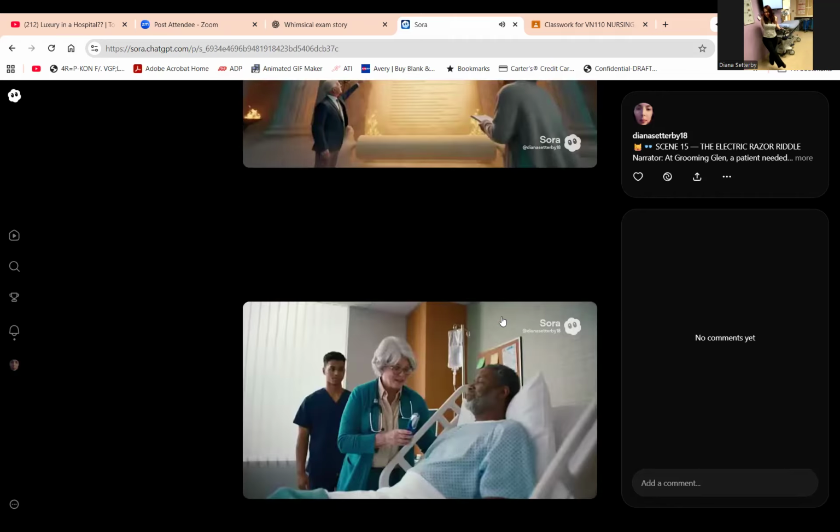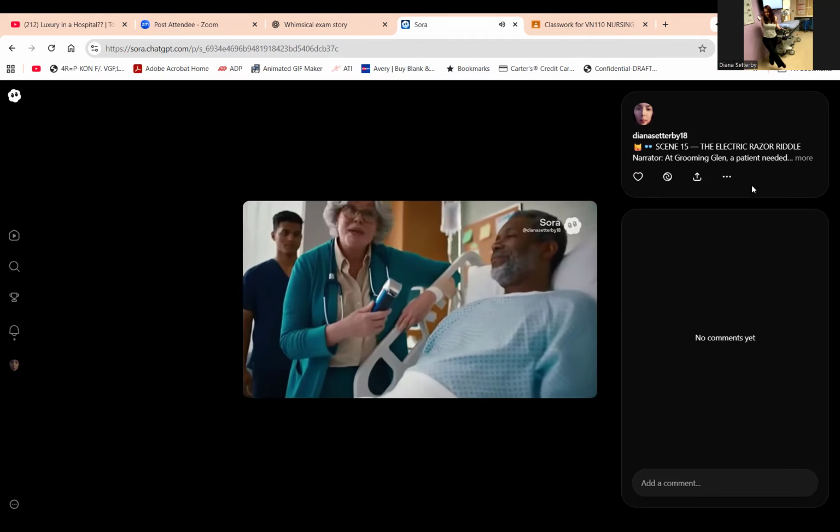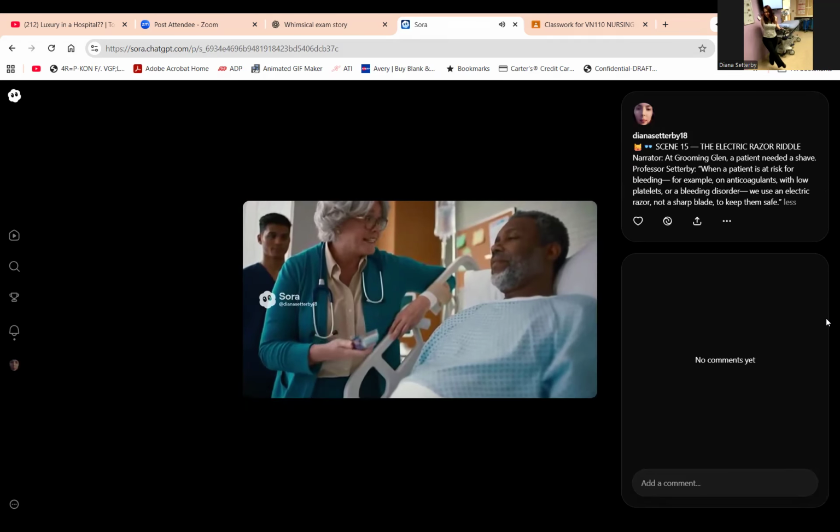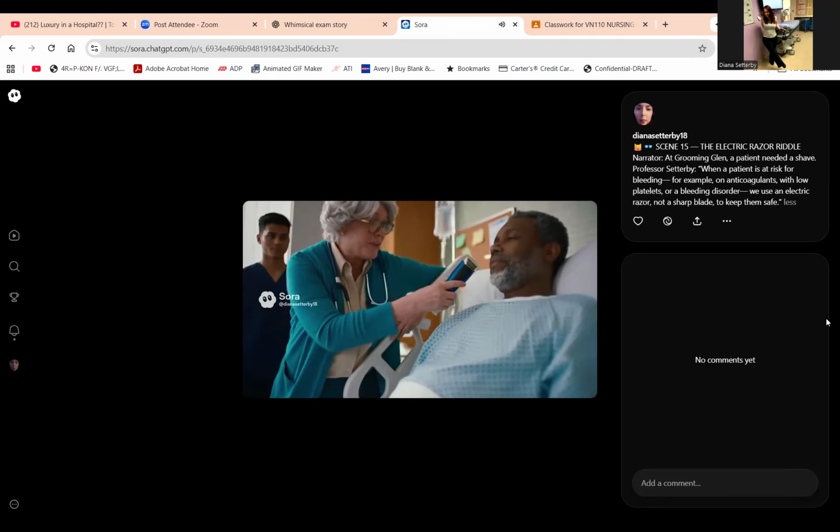In Grooming Glen, a patient needed a shave. When a patient is at risk for bleeding, say they're on anticoagulants, their platelets are low, or they have a bleeding disorder, we don't reach for the blade. We use an electric razor. The foil head keeps the skin safe while still giving a clean shave.